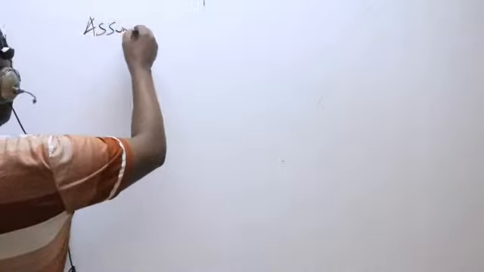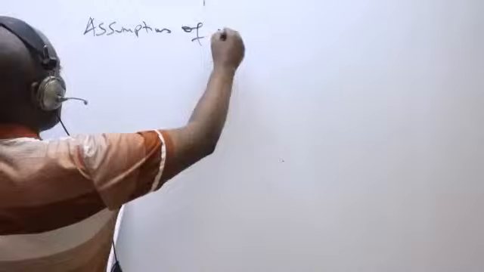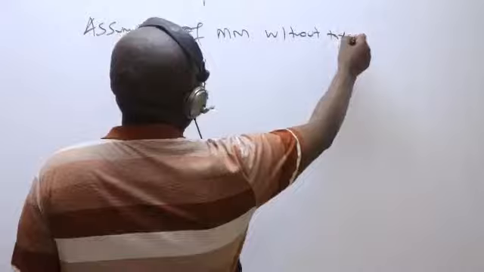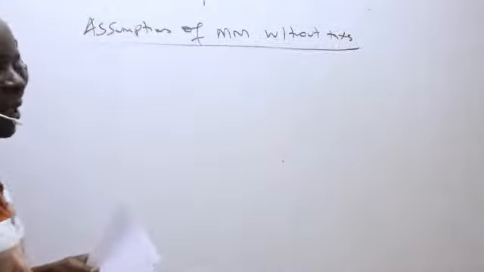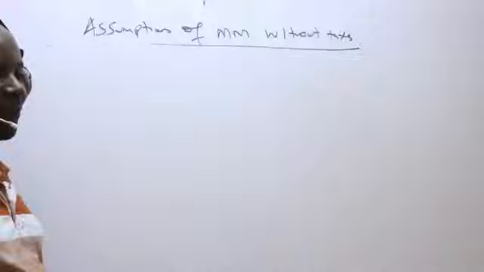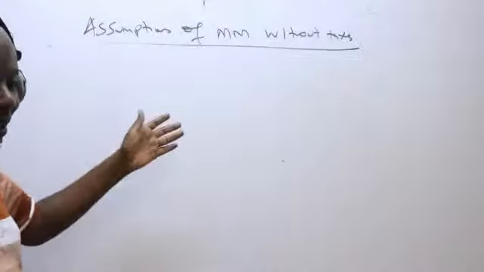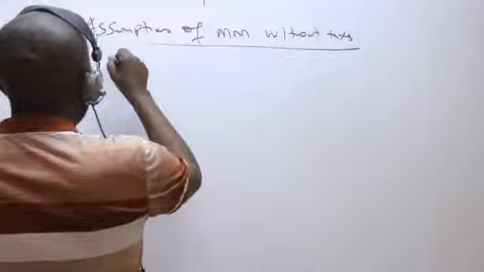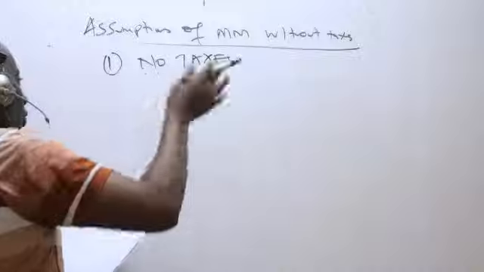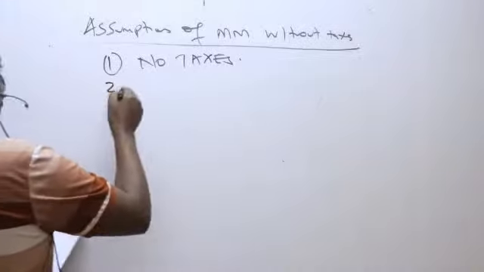We should also have some assumptions of MM without taxes. What should be the first assumption here? No taxes, good. Very important: personal and corporation taxes are 0. Number 2, no transaction cost.